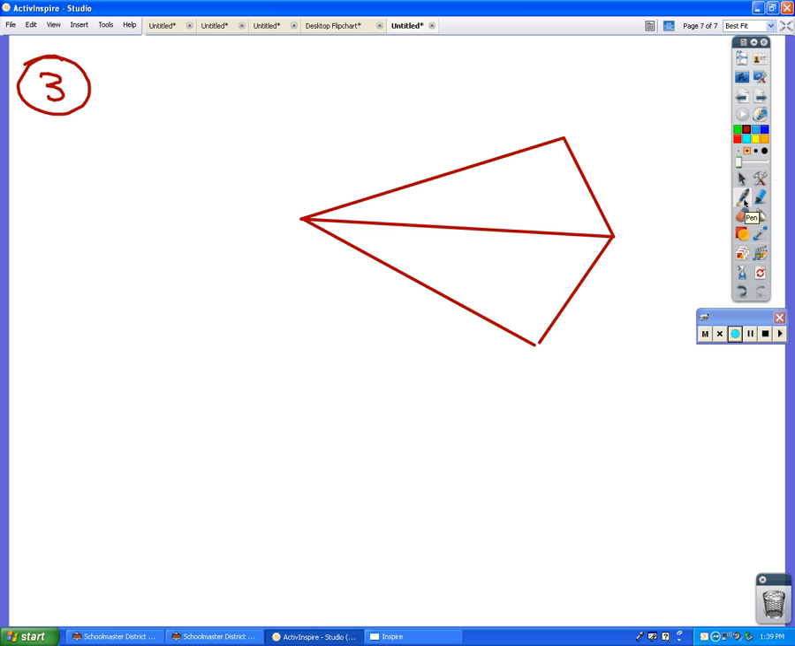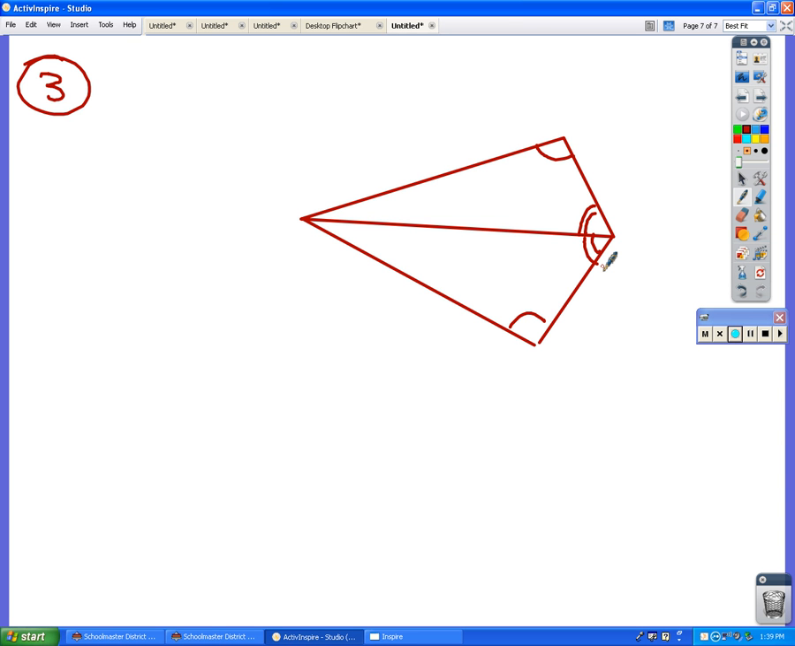So what do we got going here? It says this angle is congruent to that angle. We're also told that JL bisects KLM. So that means that this angle is the same as that one. So what do we got there?